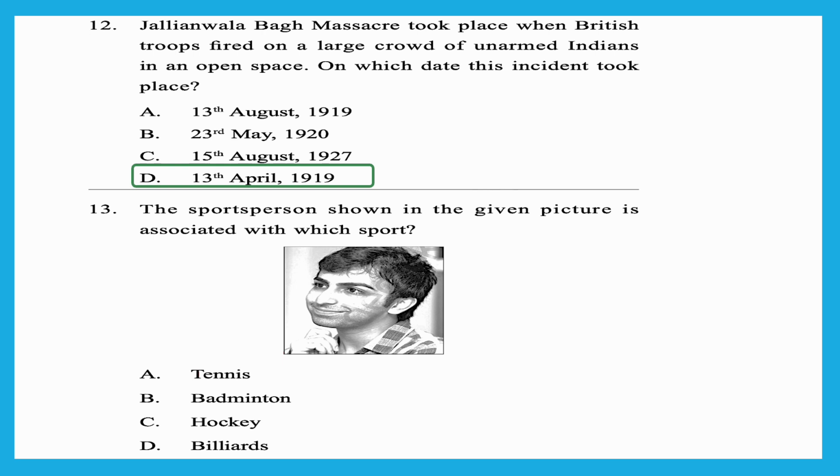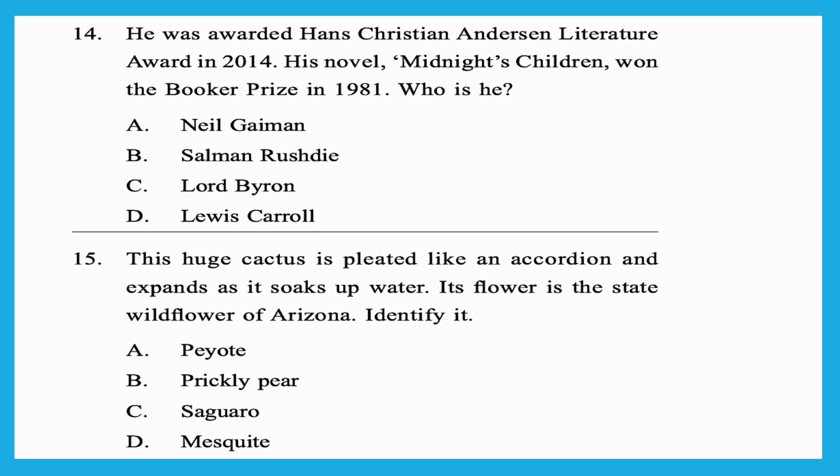Question 13. The sportsperson shown in the given picture is associated with which sport? So he is Pankaj Advani. And the right answer here is option D, billiards. Question 14. He was awarded Hans Christian Andersen Literature Award in 2014. His novel Midnight's Children won the Booker Prize in 1981. Who is he? The right answer here is option B, Salman Rushdie.